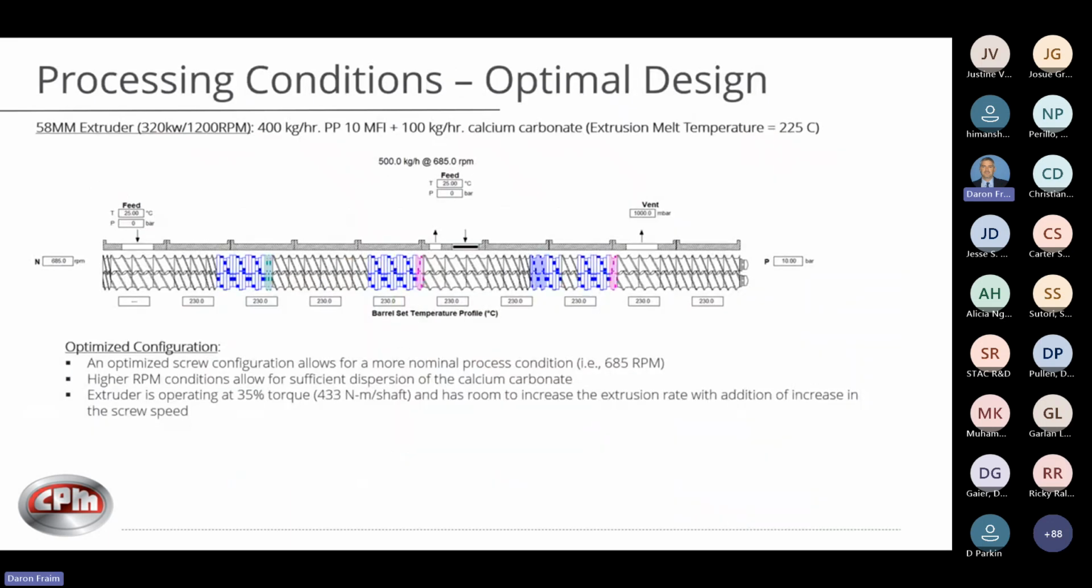So here, the optimal design is a more standard screw design. It's very optimum. And so here you look at this condition, same extruder size, feeding the same formula. Now I'm operating in what I'd call a nominal process condition. So I'm at 685 RPM and I'm only at 35% torque. So I have room to grow in terms of extrusion capacity or throughput without having to run that extruder screw at extreme high RPMs.